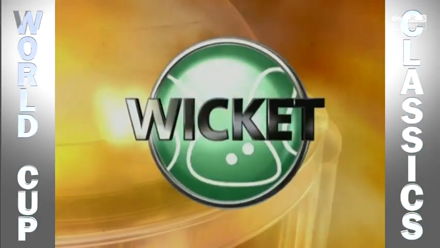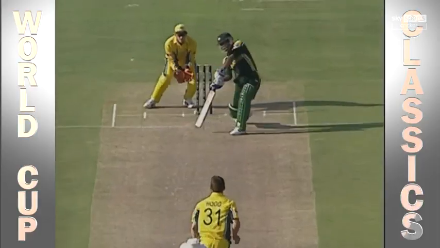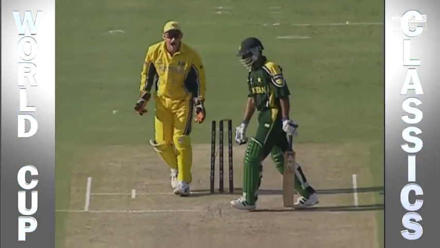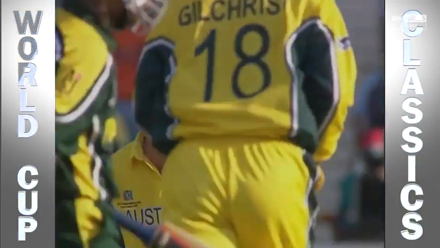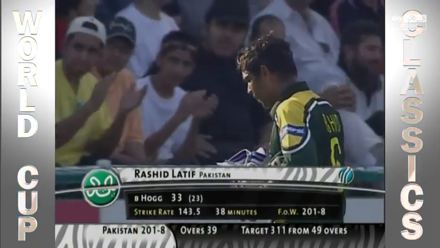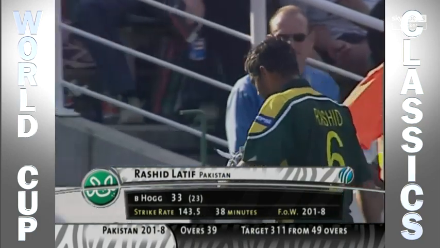When you have to take too many chances in your innings, especially 2 or 3 chances in an over, that's what can happen to you. Sweet revenge from the bowler, showing Rashid Latif the way to the pavilion. He's on the way back after scoring 33 runs. Pakistan 201 for 8.